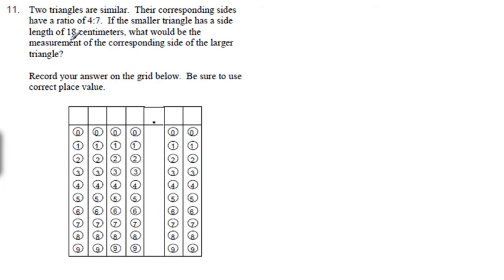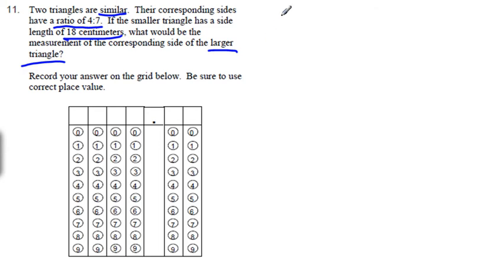Alright, number 11. 2 triangles are similar, so there's a keyword, similar. Corresponding sides have a ratio of 4 to 7. Smaller triangle has a side length of 18. What would be that on the larger triangle? Well, we've got all the keywords here, similar, a ratio, find a missing side. This has got to be a proportion.